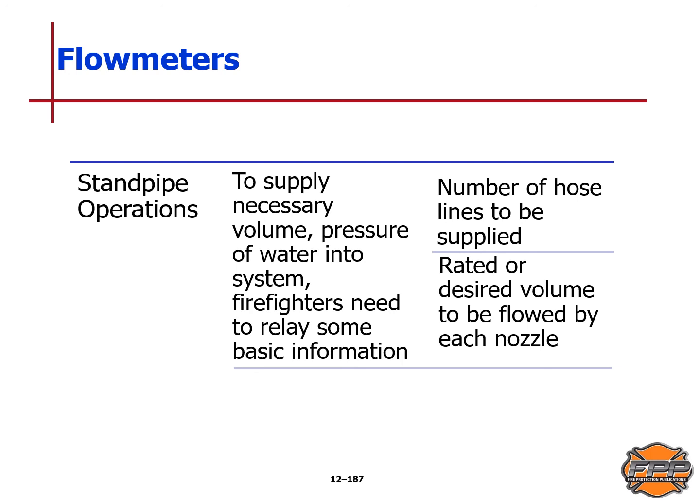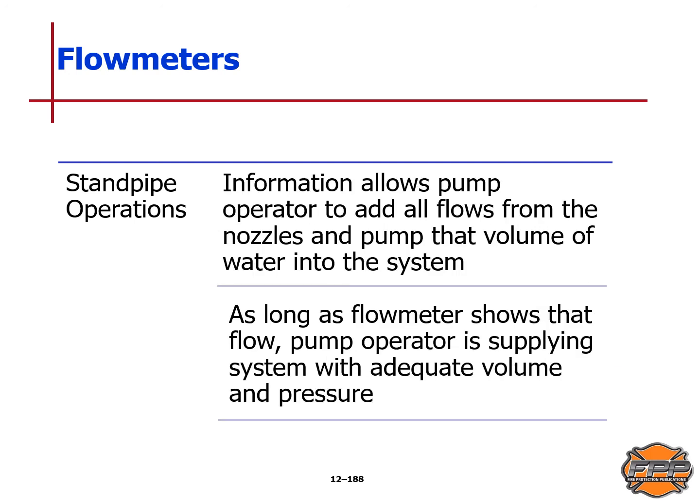Now let's discuss standpipe operations. To supply the necessary volume and pressure of water into the system, firefighters need to relay some basic information: the number of hose lines to be supplied, and the rated or desired volume to be flowed by each nozzle. This information allows pump operators to add all flows from the nozzles and pump that volume of water into the system. As long as the flow meter shows that flow, the pump operator is supplying the system with adequate volume and pressure.